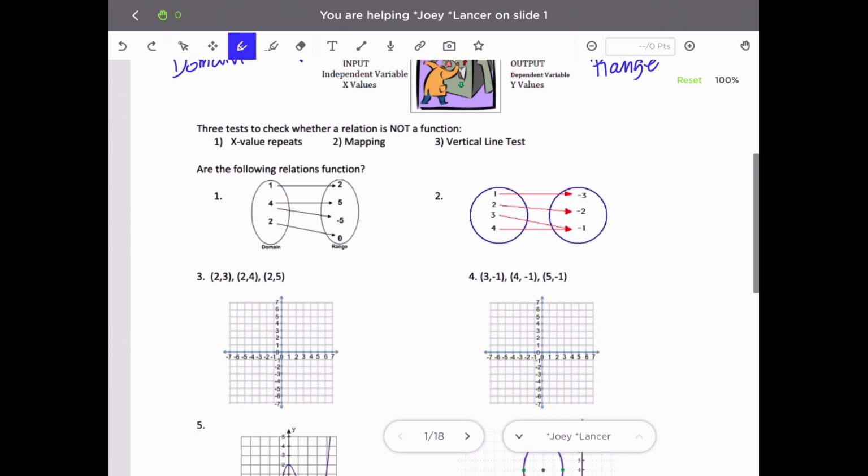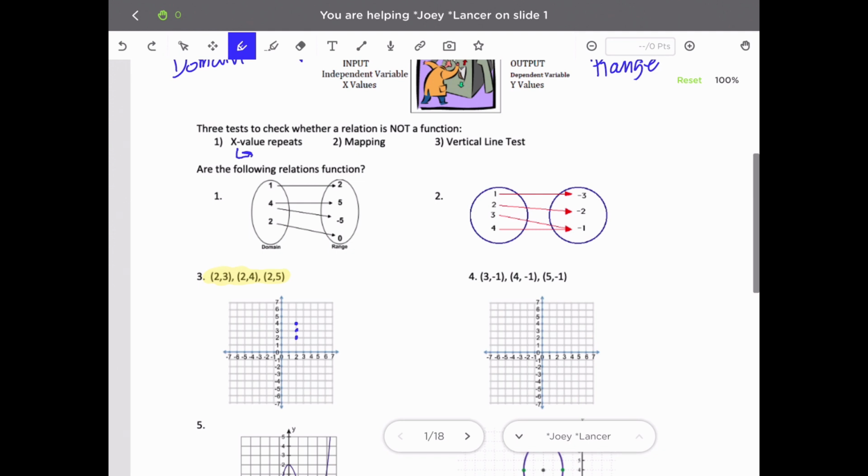So x value repeats. This means that when you have, here as in number 3, 2, 3, so when you put 2 into the function, you get 3. And when you put 2 in the function, you get 4. And when you put 2 in the function, you get 5. So you have a vertical line here. This is not a function because you're getting multiple outputs for the same input of 2.